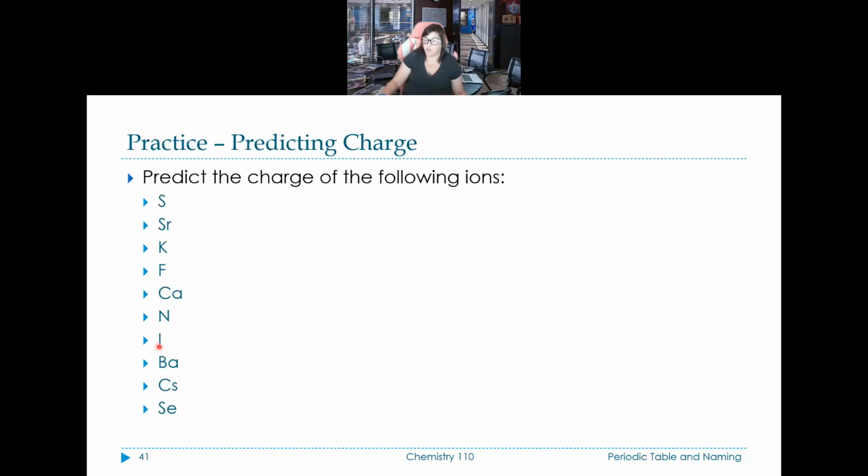I is a halogen. The nearest noble gas is 1 away, so it's going to pick up 1 electron and be I minus. Ba is an alkaline earth metal as well. It loses 2 electrons to be like the nearest noble gas and becomes Ba2 plus. Now, Cs and Se are not as obvious. We need to go and look at a periodic table to be able to do that.